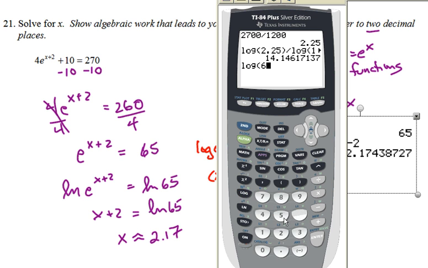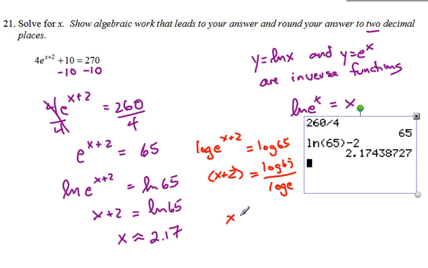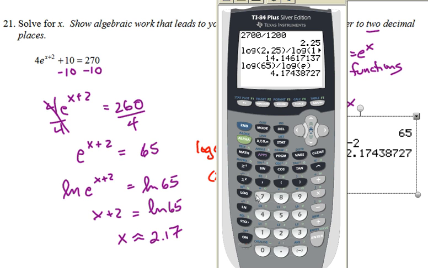So log 65 divided by log, and you'll see there's an e right here, second e. And if we did that, we get 4.17. And so we get x plus 2 equals 4.17, and x equals 2.17. So there's another way. Did we have to do natural log? No. We could have done log base 10. But you want to pick one or the other because that's what's on your calculator. Your calculator right here has log base 10 and natural log, which is base e.